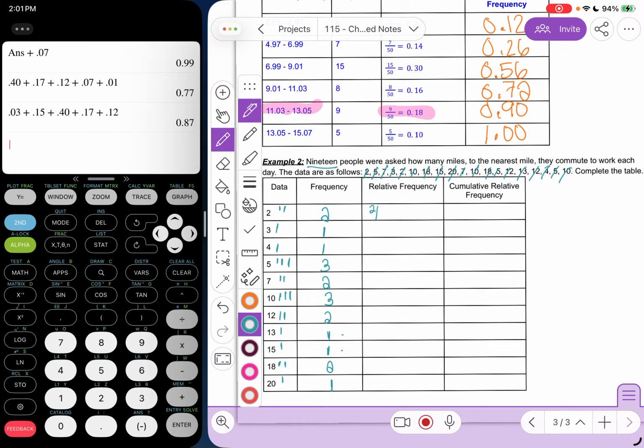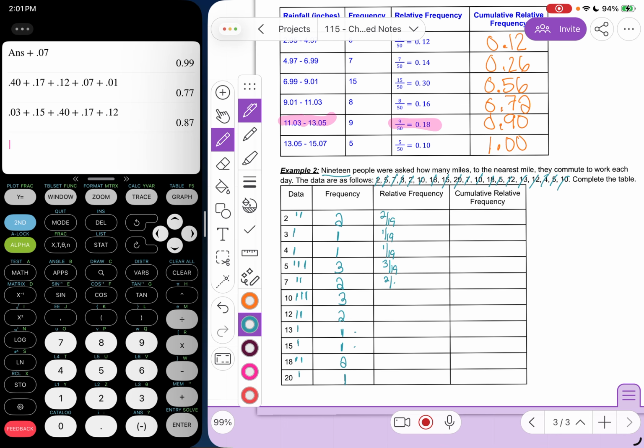So our relative frequency would be 2 out of 19, 1 out of 19, 1 out of 19, and so forth. 2 out of 19, 3 out of 19. So if I left those as fractions, that would be my relative frequency for each one. And then the cumulative would be 2 out of 19. Add the numerators. So 2 plus 1 is 3 out of 19. 3 plus 1 is 4 out of 19. 4 plus 3 is 7 out of 19. 7 plus 2 is 9 out of 19. 9 plus 3 is 12.